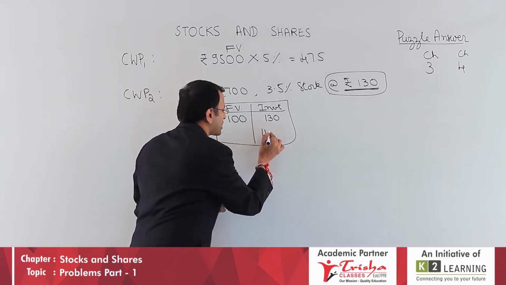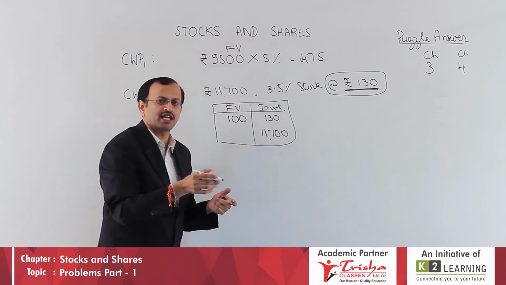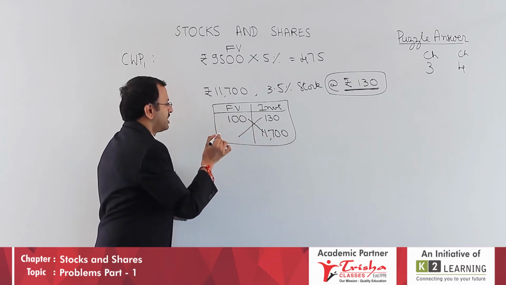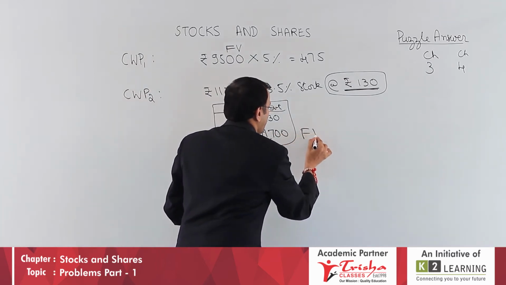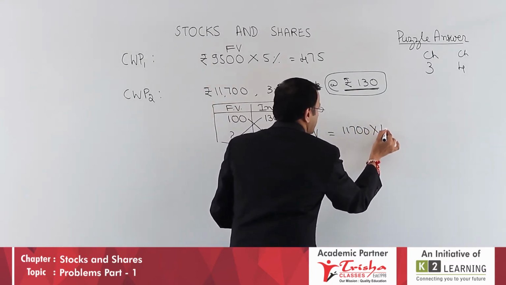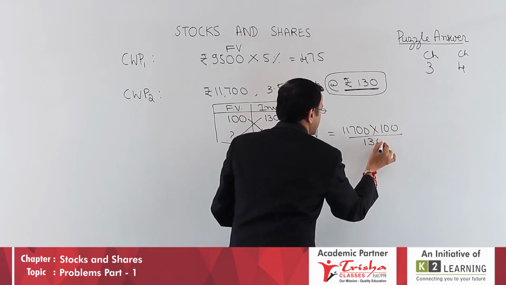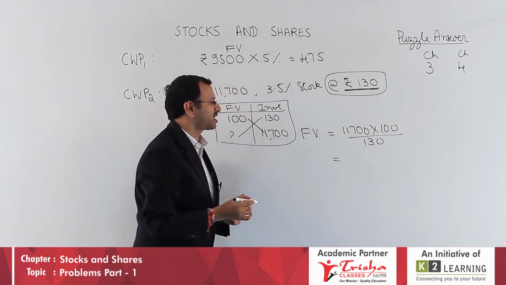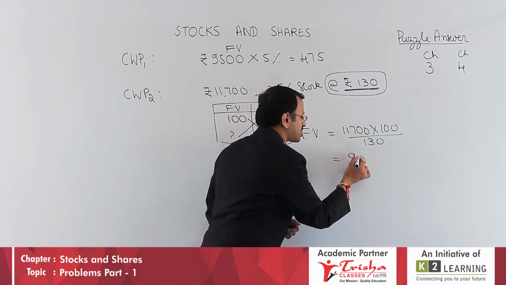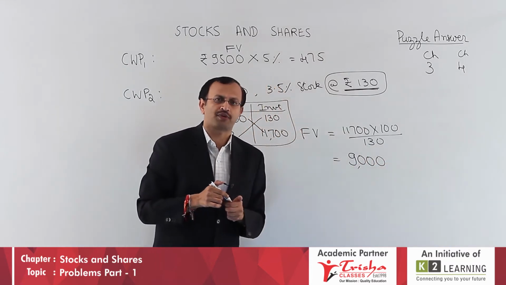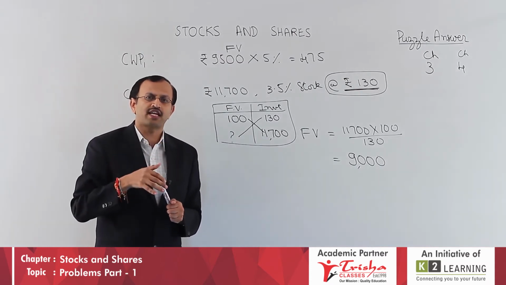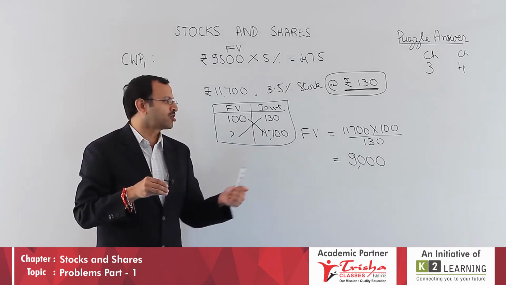11,700 is the investment. If I put 11,700 in the stock market for that particular security, how much face value will I get? So the working is face value of stock will be 11,700 into 100 divided by 130. 13 nines are 117, so if you divide it, the 1300 cancels and it becomes 9,000 rupees. By putting in 11,700, I will get stock of face value 9,000 rupees.